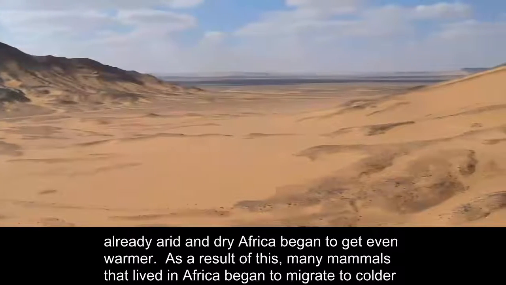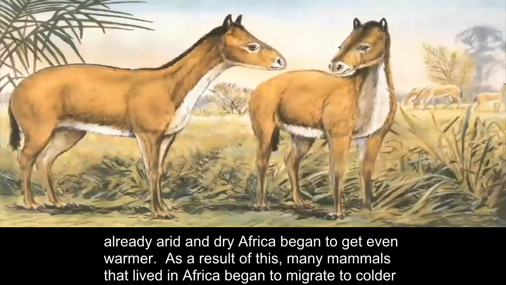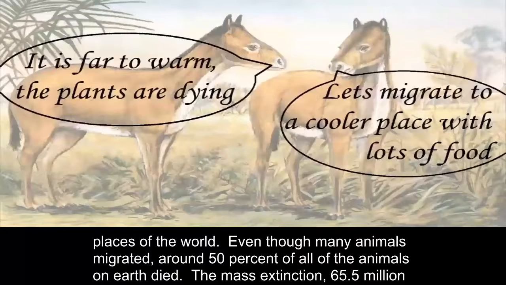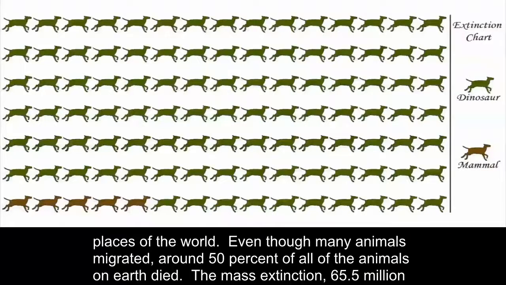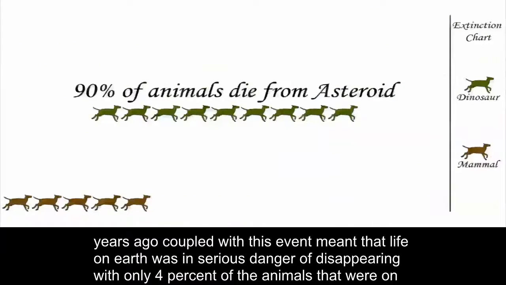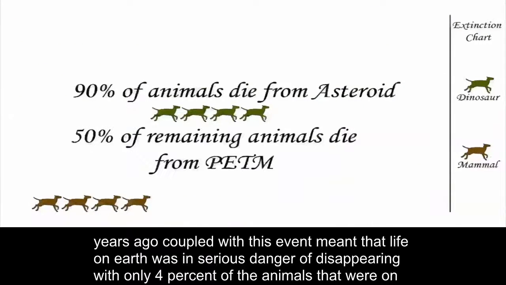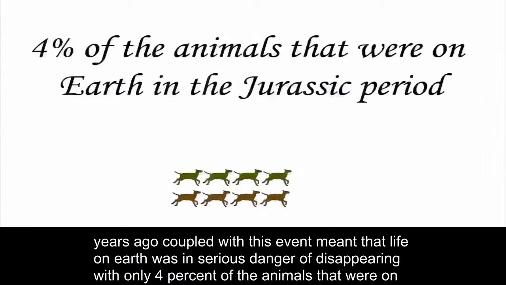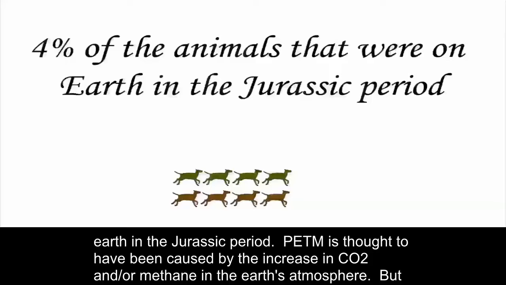As the temperature rose, the already arid and dry Africa began to get even warmer. As a result of this, many mammals that lived in Africa began to migrate to colder places of the world. Even though many animals migrated, around 50% of all the animals on Earth died. The mass extinction 65.5 million years ago, coupled with this event, meant that life on Earth was in serious danger of disappearing, with only 4% of the animals that were on Earth in the Jurassic period.